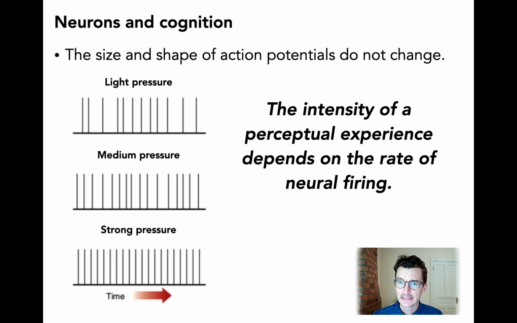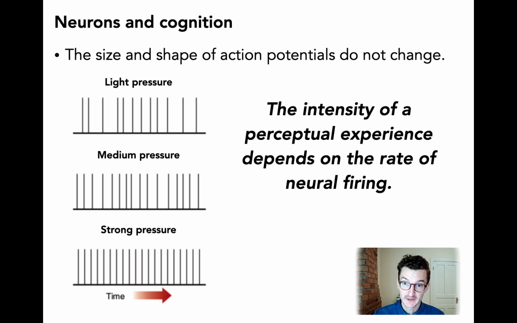So how do neurons encode for intensity? Well, as I just mentioned, the size and shape of the action potential can never change. Once an action potential starts, it's an all or nothing event. It occurs. It moves down the length of the neuron. So how do neurons encode changes in intensity? Well, they do that via changes in the rate of neural firing.